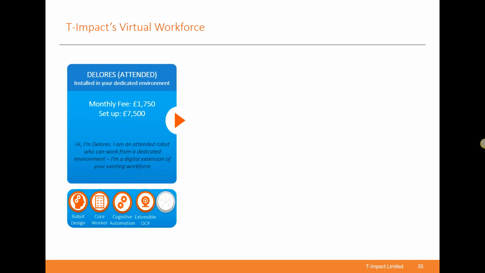So just to cover off very quickly, again, the specific pricing for our subscription service. Our attended robot we call Dolores. We've named them so that you know which one you're getting. She works from a dedicated machine installed in your dedicated environment, and she costs £7,500 to set up, and then just £1,750 per month ongoing. In most cases, in fact, we haven't yet come to a deployment where we've needed to use the next one up to do normal tasks. So Dolores is, in 95% of cases, the robot that you will need to perform the tasks that humans do today.